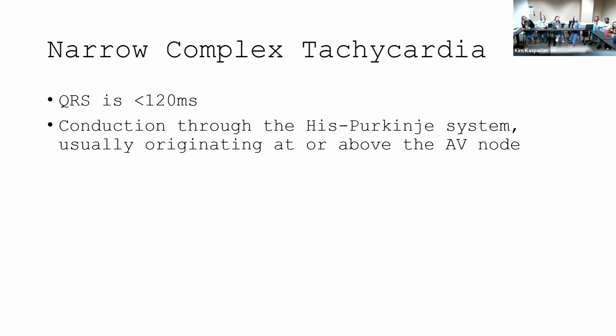We're going to talk first about narrow complex tachycardia, which is probably the most common thing that we get called about in the hospital. So these are going to be your tachycardias with a QRS less than 120. And it's narrow complex because this is being conducted through the His-Purkinje system and not myocyte to myocyte. And generally, the impulse is happening above the AV node.